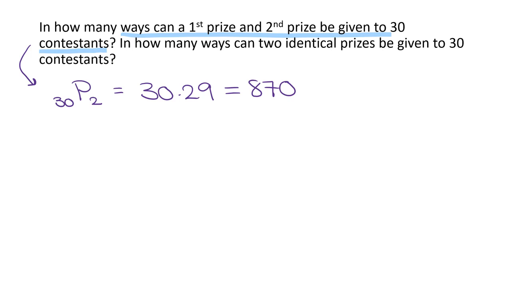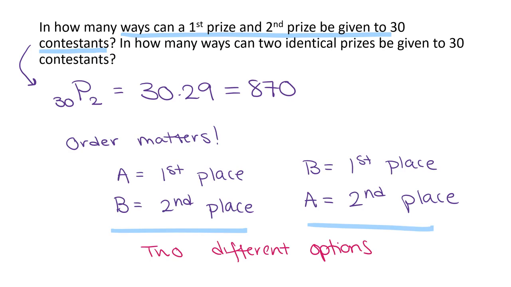Now, what if I change the question to, in how many ways can 2 identical prizes be given to 30 contestants? So, the thing to notice here is in the first part of this problem, when we're giving first place and second place, order matters, right? If I give Alice first place and Bob second place, and I give Bob first place and Alice second place, those are 2 different options. Those are 2 different things. And so we say order here matters.